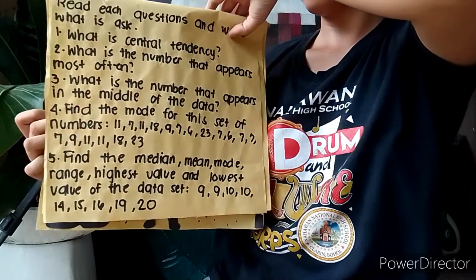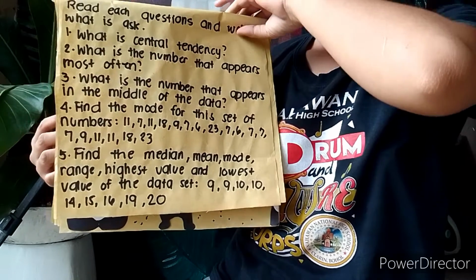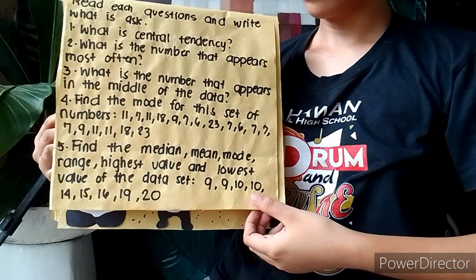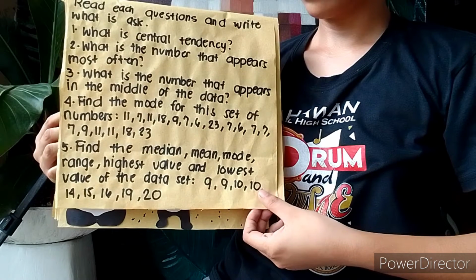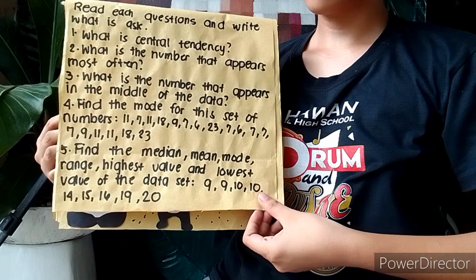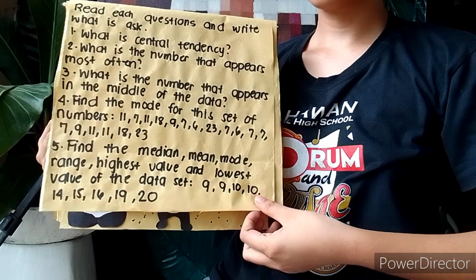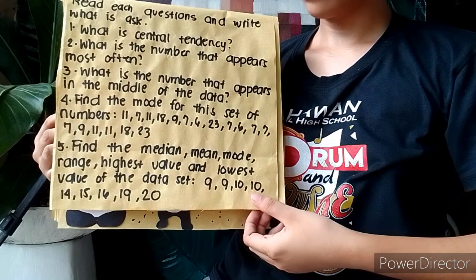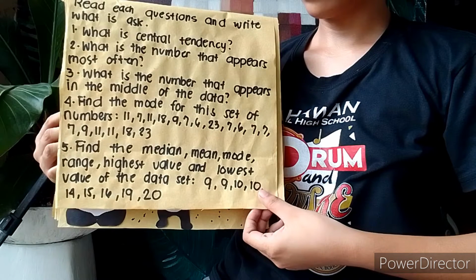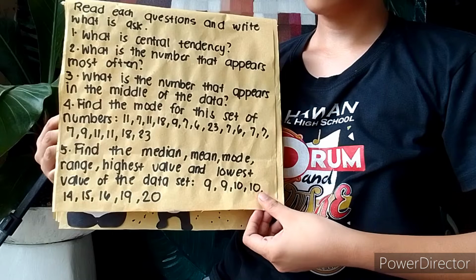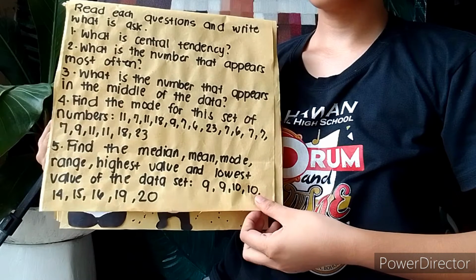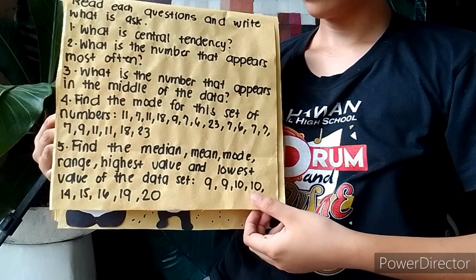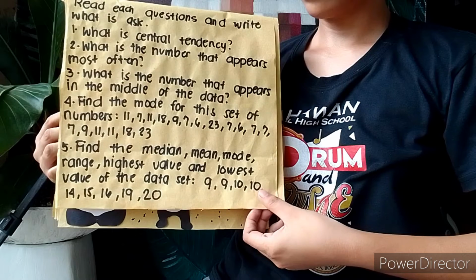Evaluation. Read each question and write what is asked in a 1/2 sheet of pad paper. Number 1. What is central tendency? Number 2. What is the number that appears most often? 3. What is the number that appears in the middle of the data? Number 4. Find the mode for this set of numbers: 11, 7, 11, 18, 9, 7, 6, 23, 7, 6, 7, 7, 7, 9, 11, 11, 18, and 23.